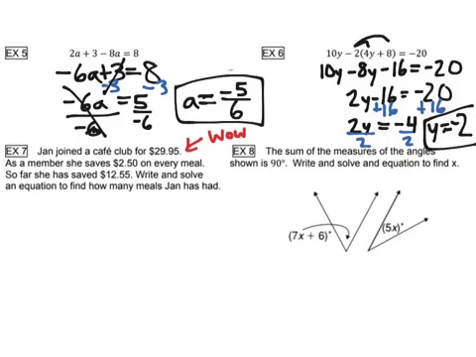All right, the ridiculously difficult one. Jan joined a cafe club for $29.95. So already she's spent $29.95. And maybe this will make sense to you. I hope it does. It was difficult for me to figure out just because sometimes I get tangled up in the words. So she's already in the hole $29.95. That's how much she's spent.